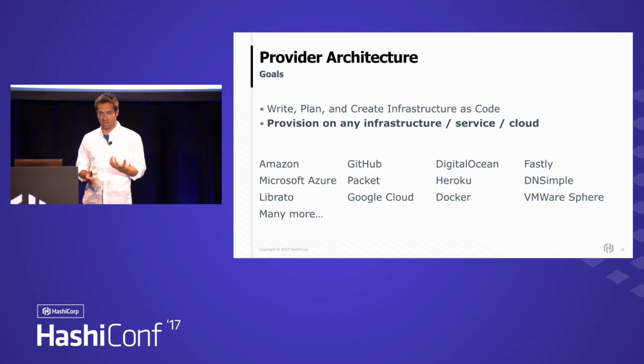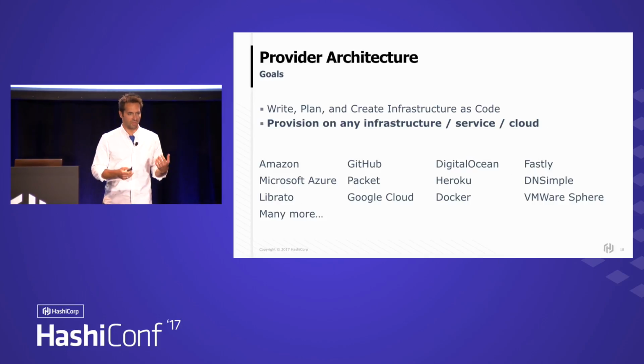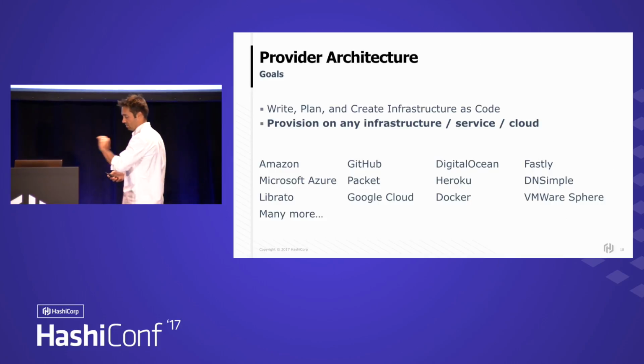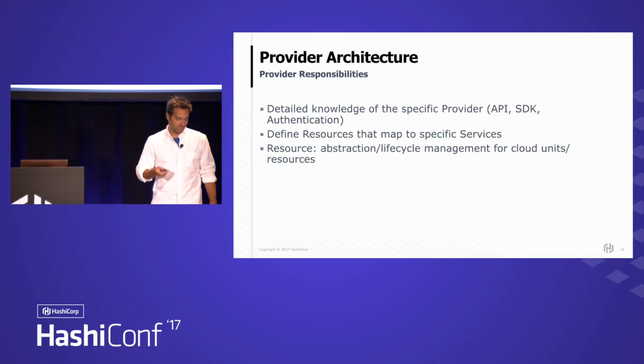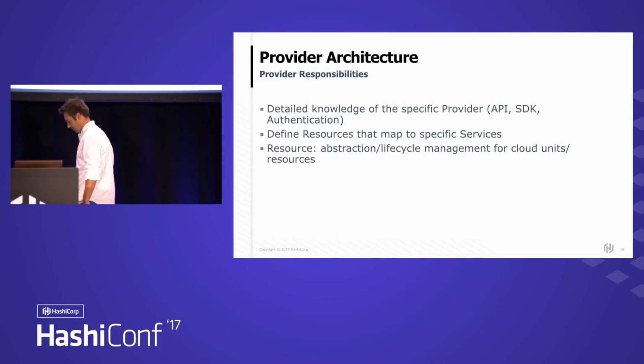Core doesn't understand that with an instance you can have several different things, or that there's caveats to destroying instances, you need to disassociate these other things. It just sees it as a block in the graph. Core doesn't care about that stuff. It offloads all of that information to providers. And again, here's some of our provider stuff. So provider responsibilities: detailed knowledge of the specific provider.